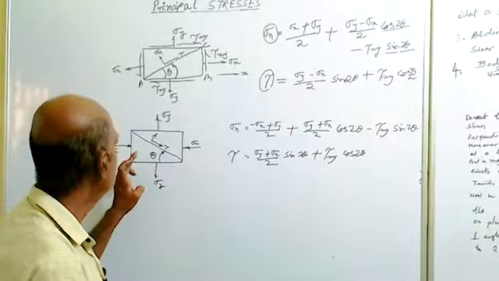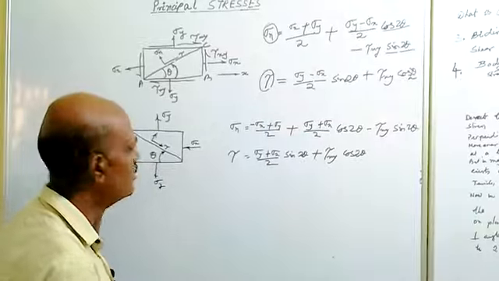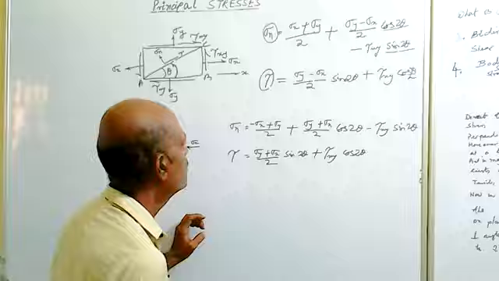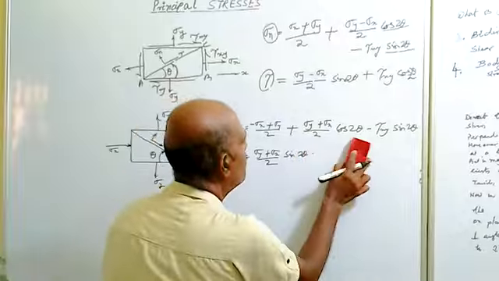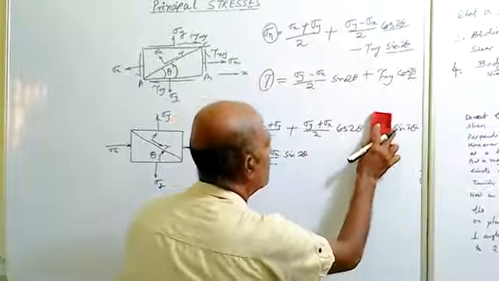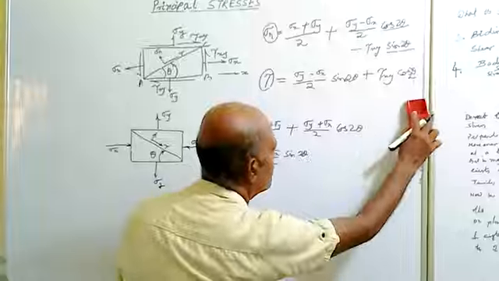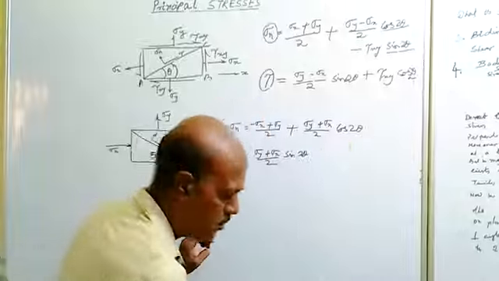Now shear stress is not available, so the shear stress part we will remove from the equation. So shear stress is 0. If we put shear stress 0, this equation will become this.